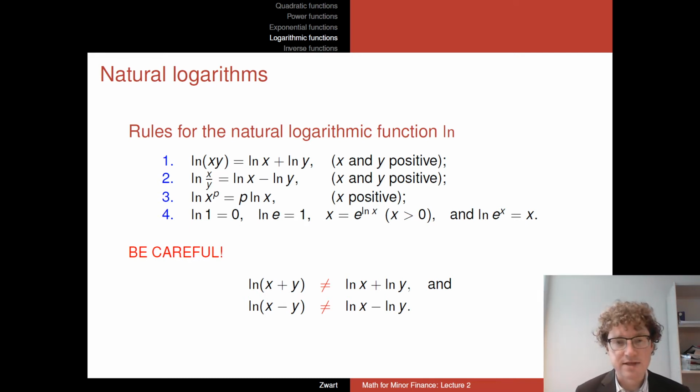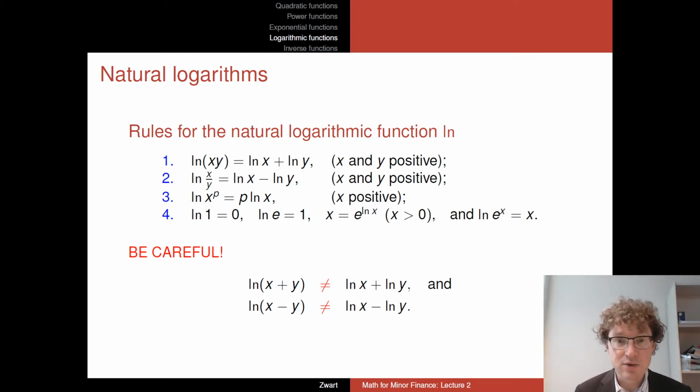And finally, some things that we already saw. Log of 1 is 0 because e to the 0 is 1. The log of e is 1 because e to the 1 is e. And by definition, x equals e to the power log of x, and vice versa, the log of e to the power x equals x. There are also two equations written down there which are not true, which is a bit dangerous. If you think you might fall prey to believing they are true, just put a big cross through them, because those two equalities are not actually true. So don't fall into that trap.